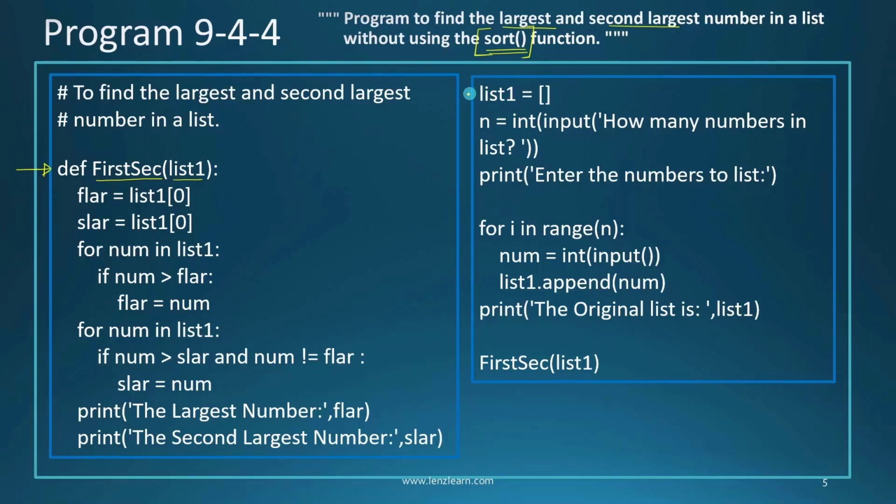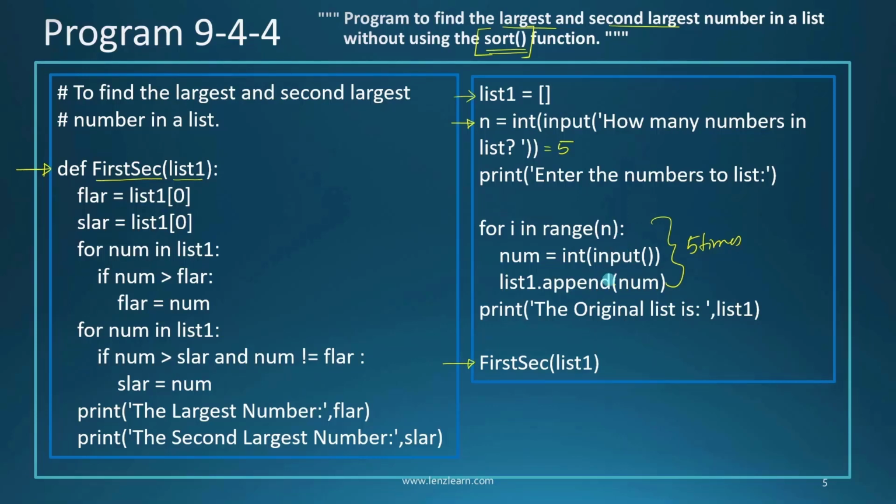So initially we will create a blank list, then we will ask what is the size of the list you want. So for example, if I enter 5, after that the for loop will work 5 times, so that you can enter 5 elements into the list, and then you will just print the original list, and after that you call the function to do whatever you want.